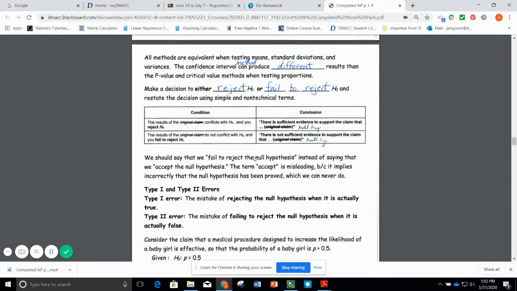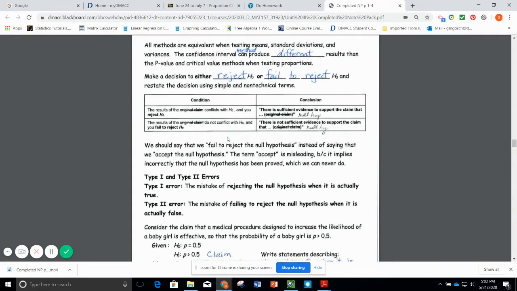If we're saying fail to reject the null hypothesis, we're saying that our test statistic actually supports the null hypothesis. So you kind of have to wrap your head around the verbiage there.